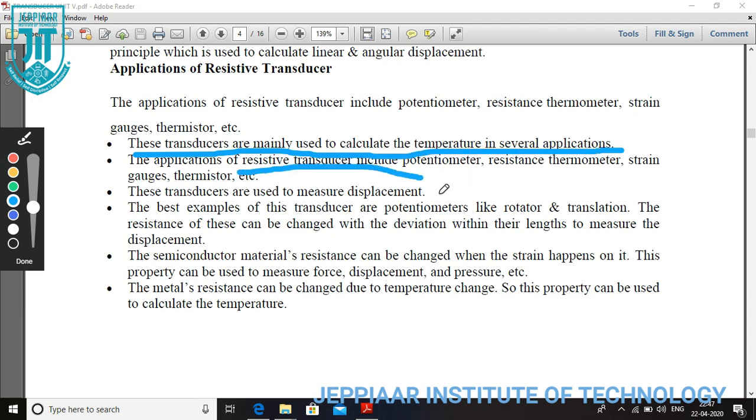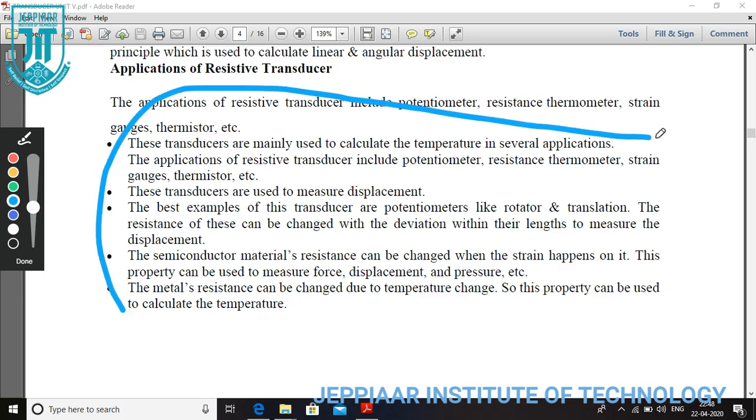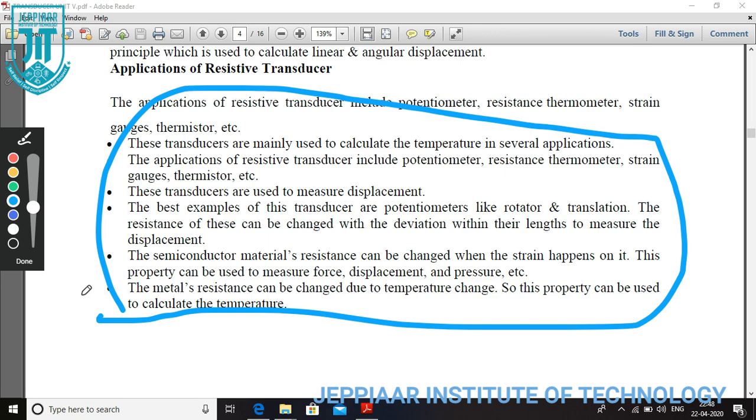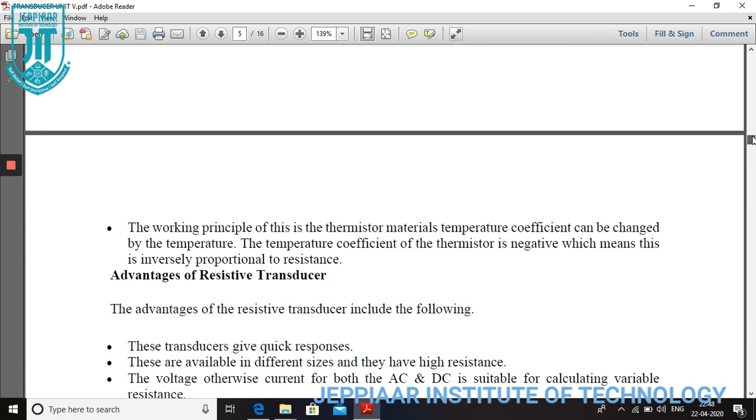Resistive transducers include the potentiometer, resistance thermometer, strain gauge and thermistor. These transducers are used to measure displacement. The best example is the potentiometer, rotary and translational, and resistance and semiconductor material. So these are some applications of the resistive transducer. You can note down these points, and I will also share the applications of the resistive transducer in your group.